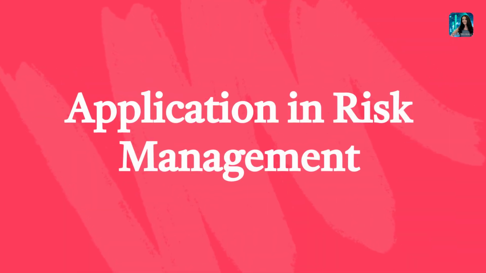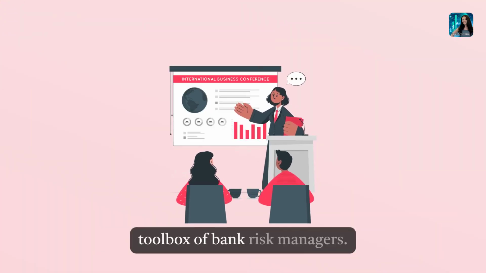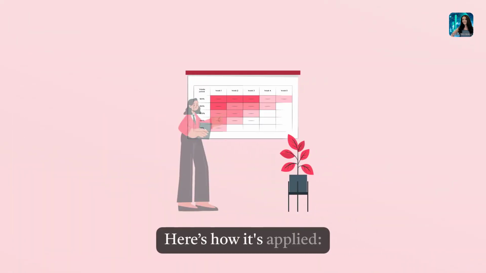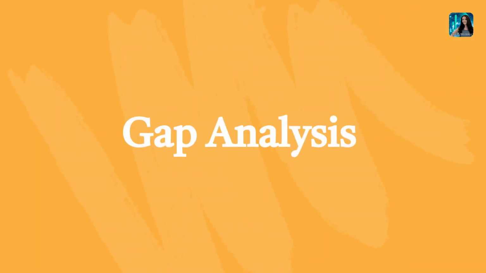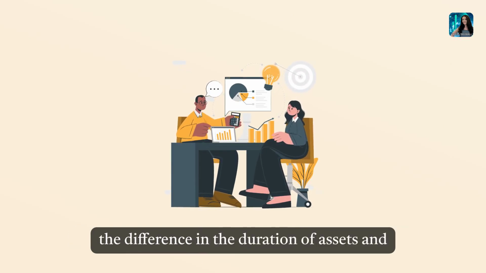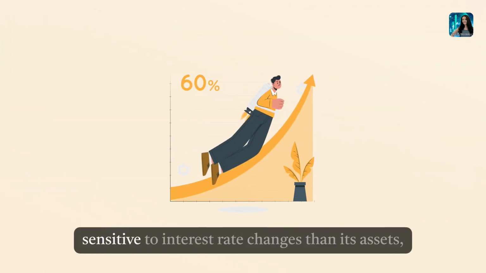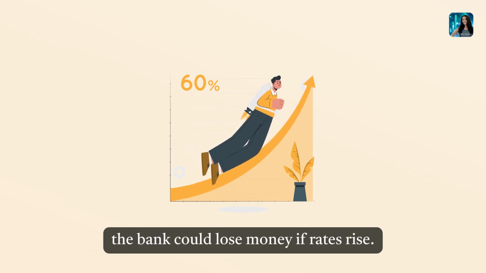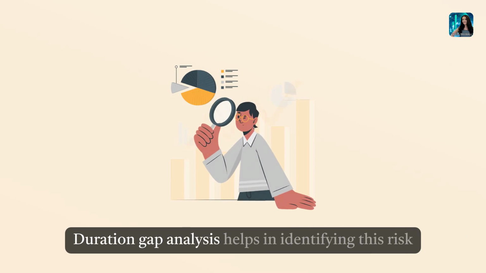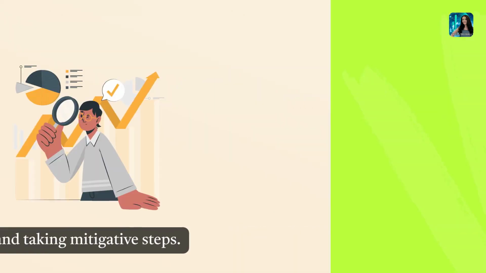Application in risk management. Duration analysis is a strategic tool in the toolbox of bank risk managers. Here's how it's applied. Gap analysis. Banks often use duration gap analysis to evaluate the difference in the duration of assets and liabilities. Simply put, if a bank's liabilities are more sensitive to interest rate changes than its assets, the bank could lose money if rates rise. Duration gap analysis helps in identifying this risk and taking mitigative steps.